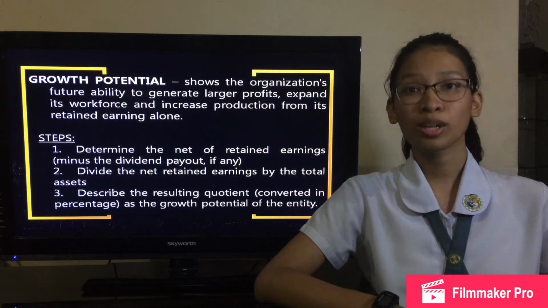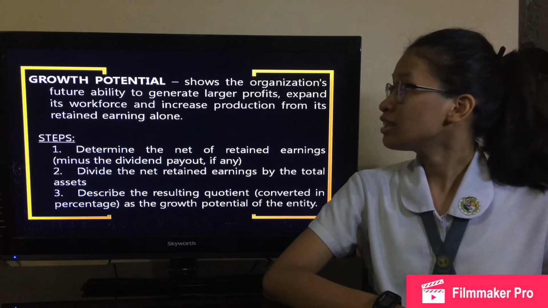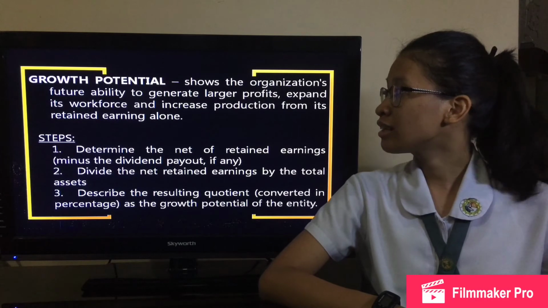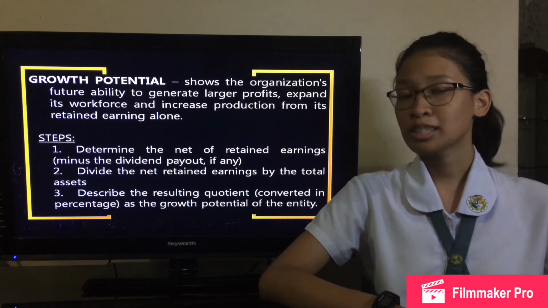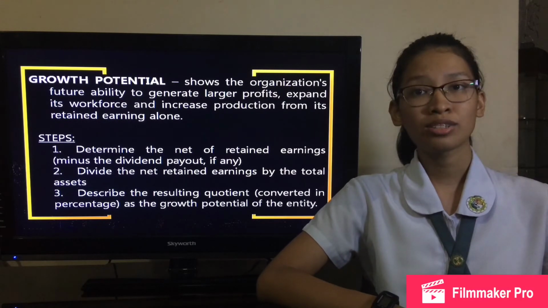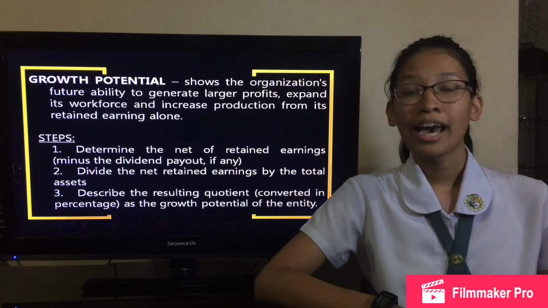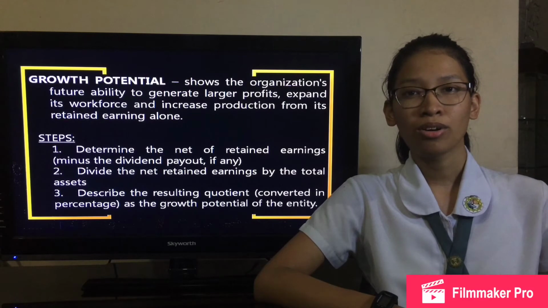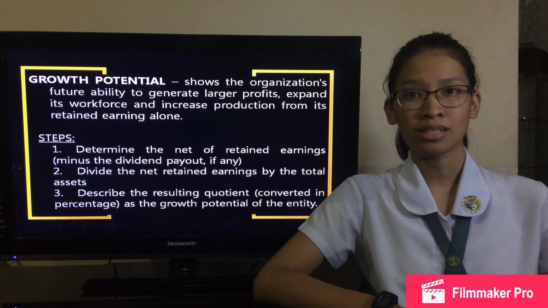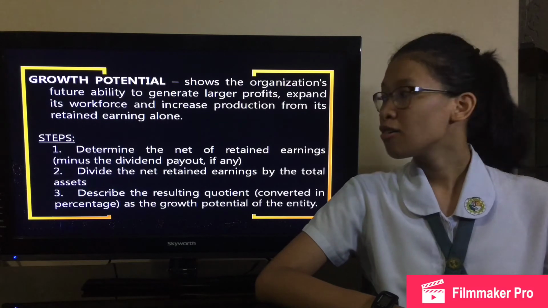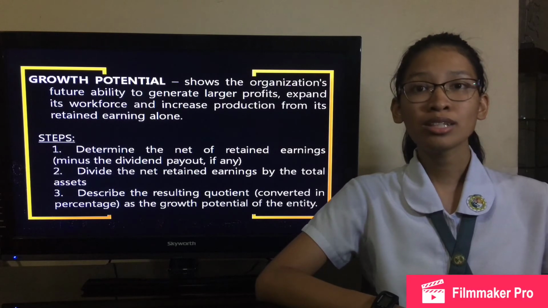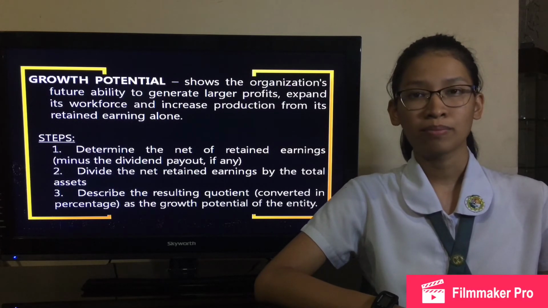For the growth potential, it shows the organization's future ability to generate larger profits, expand its workforce, and increase production from its retained earnings alone. And according to Dr. Casarao, there are steps to come up with the growth potential of an entity. First is to determine the net of retained earnings minus the dividend payout, if any.